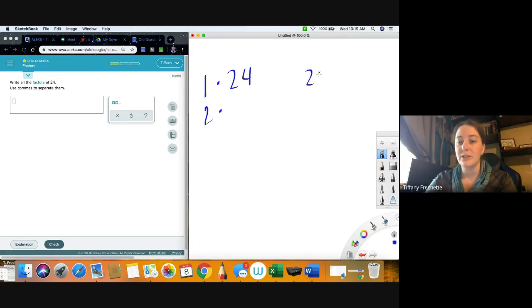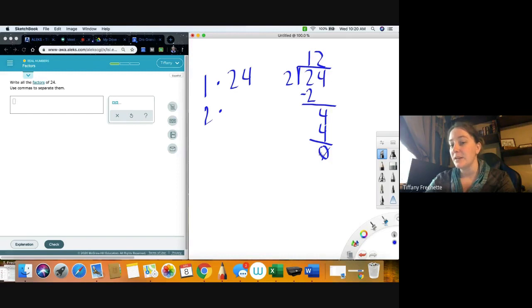So if I do 24 divided by 2, 2 can go into 2 once, and that gives me a 2 down here. I'm going to subtract. 4 comes down. 4 divided by 2, it can go in twice, and you get 4 and 0. So this is what we want to happen, because that means I have no remainder, and my division is 12. So 2 times 12 gets me 24.